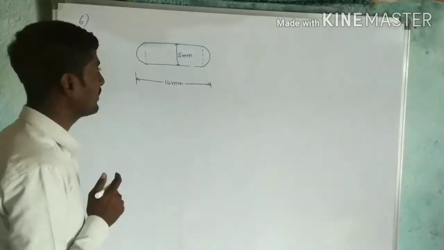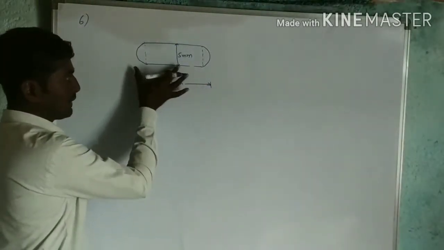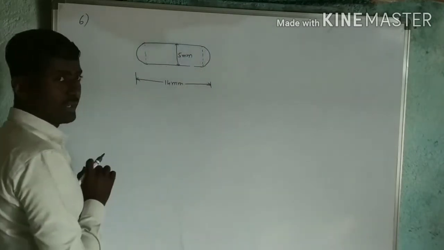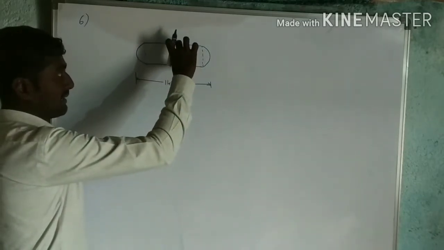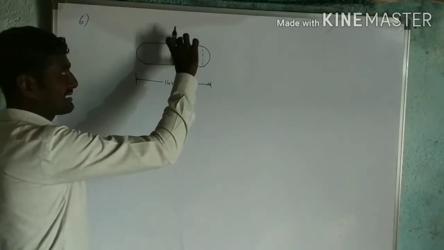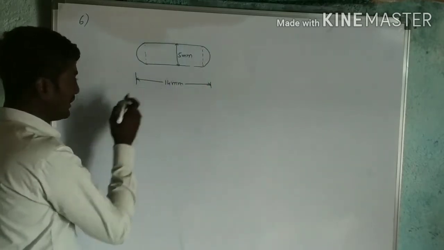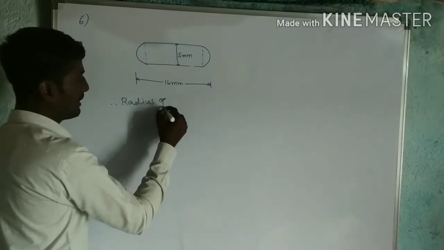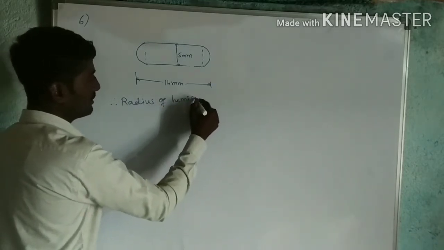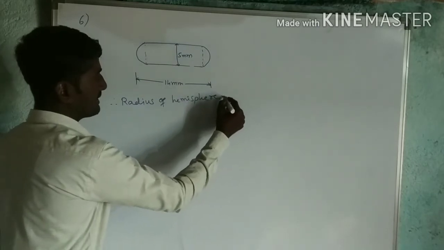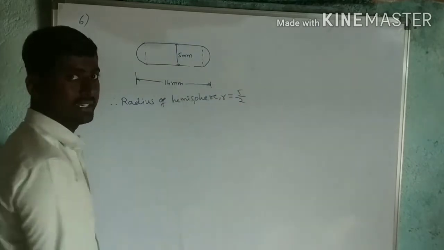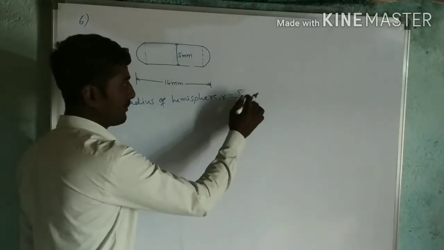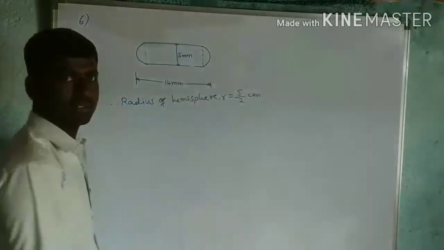So let us write the given data first. The total length of this capsule is 14 mm. The diameter is 5 mm. So the diameter of the cylinder is nothing but the diameter of the hemisphere. Both are the same. Therefore, what will be the radius of the hemisphere? r equals 5 divided by 2. The diameter of the hemisphere and the diameter of the cylinder are both the same, so the radius will be 5 divided by 2. Write it as it is.